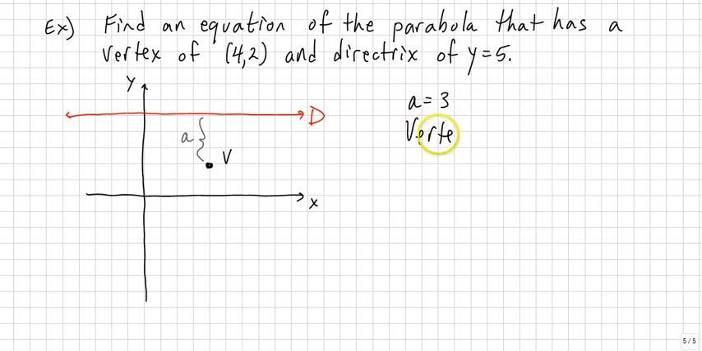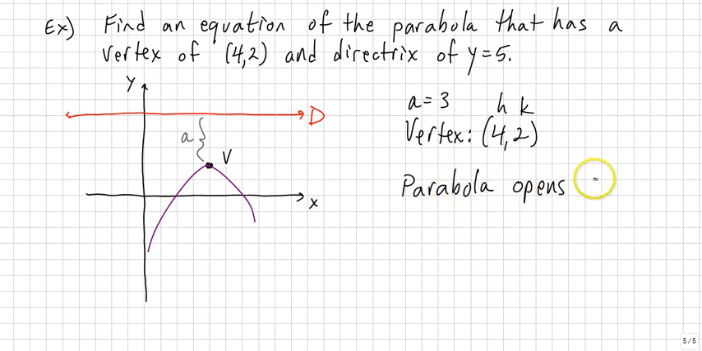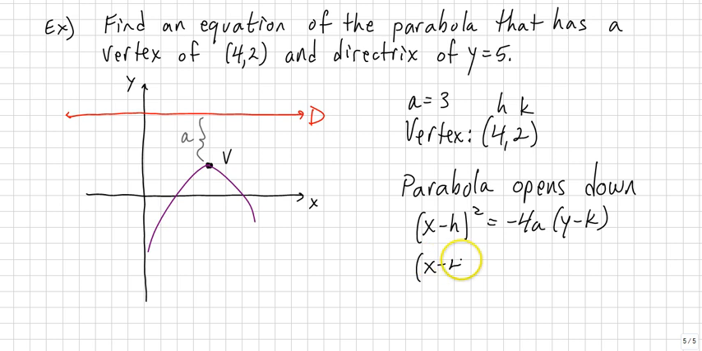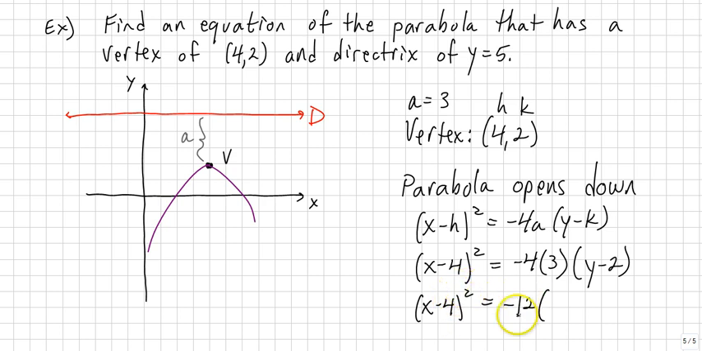We already know the vertex, which is 4, 2. So that's h, that's k. Not only that, I also know that this parabola has to open downward, again because the parabola opens away from the directrix. Since it opens downward, it'll be x minus h squared equals negative 4a times y minus k. So it'll be x minus 4 squared equals negative 4 times 3 times y minus k. The only simplification we're going to do is write that as negative 12. And then we'll just leave it like that. We won't solve for x or y.